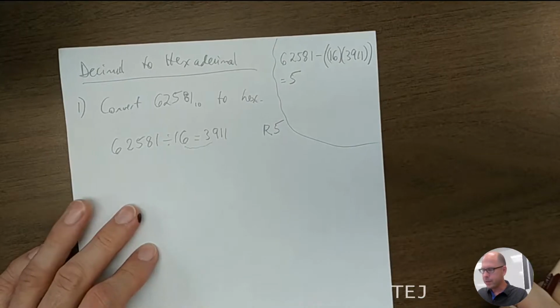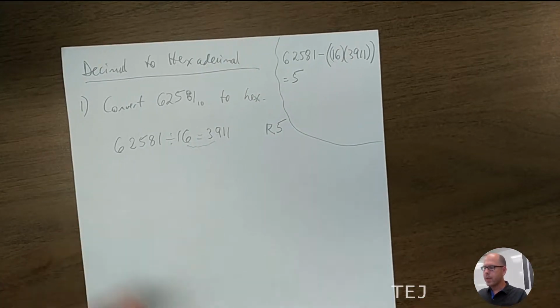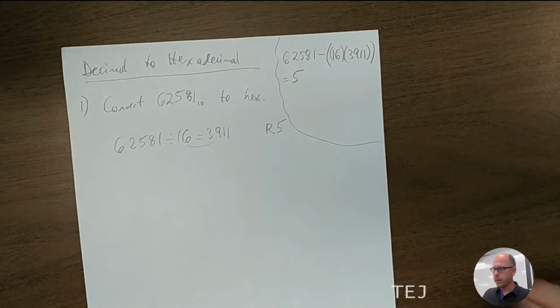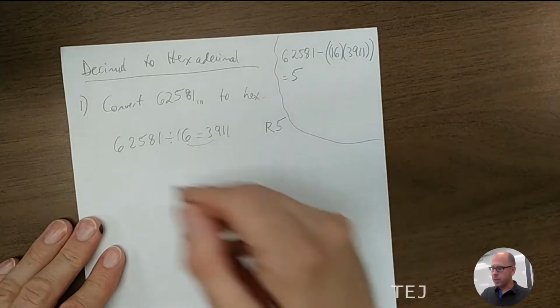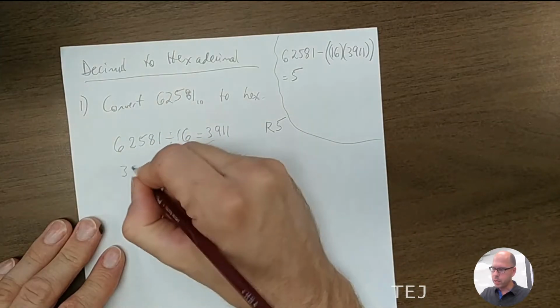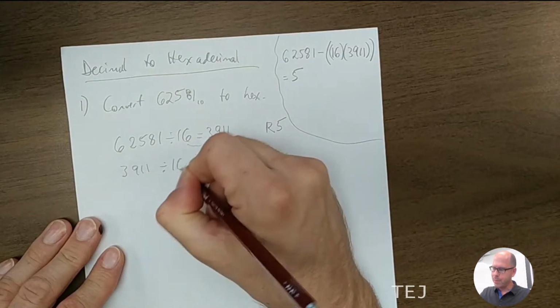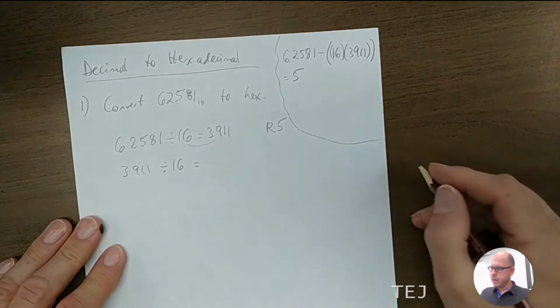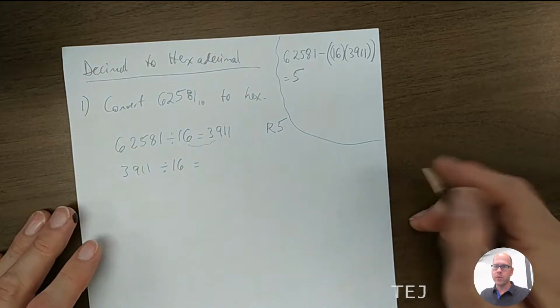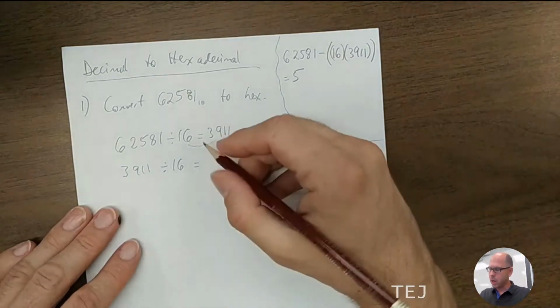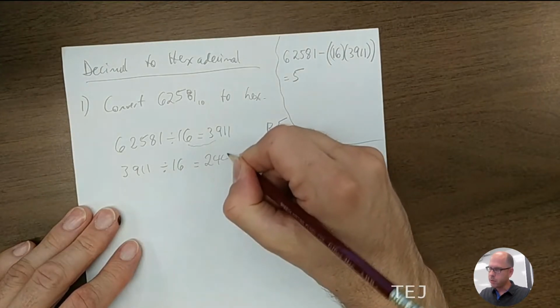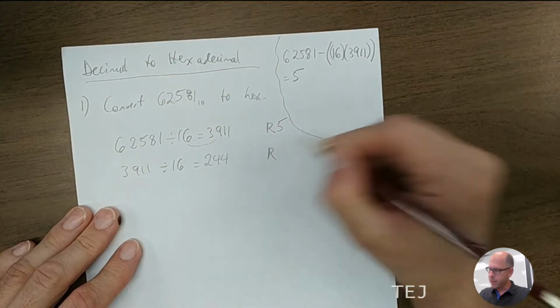And you will get nice small numbers because we're working in base 16. You'll get a number between 0 and 15 for your remainder. If you get a number that's higher than 15, it means that something went wrong. So now we'll take our remaining value, 3911, divide that by 16, and we'll find out that we get 244 decimal something. We're discarding the decimal, so we'll write down the 244 and find the remainder.